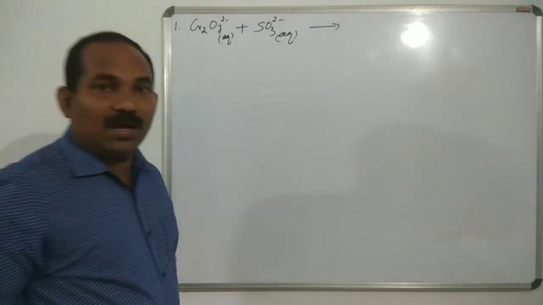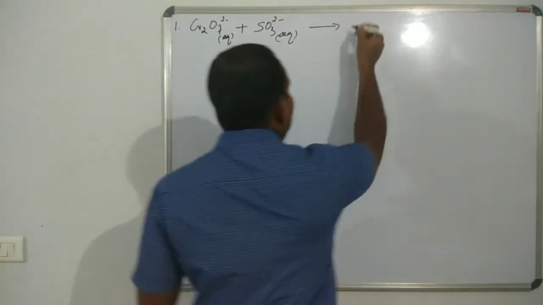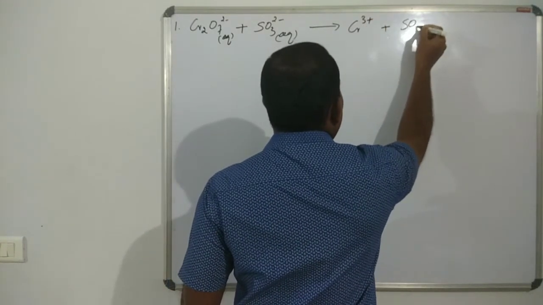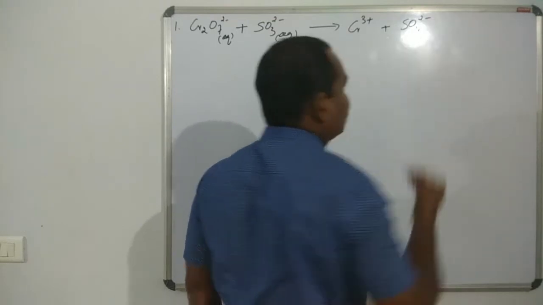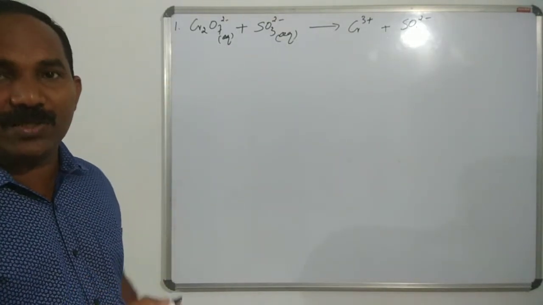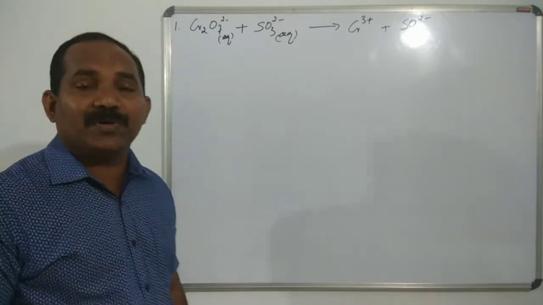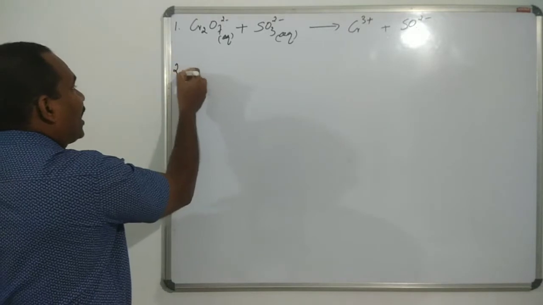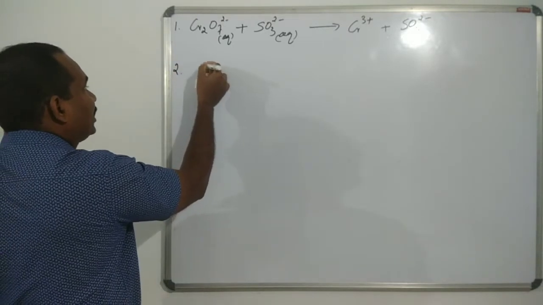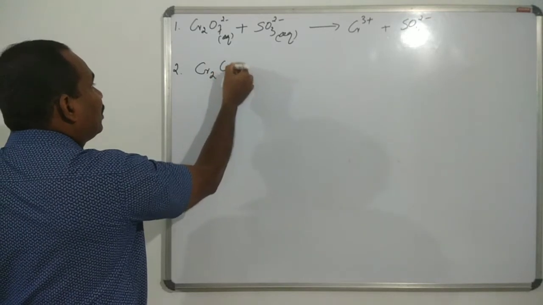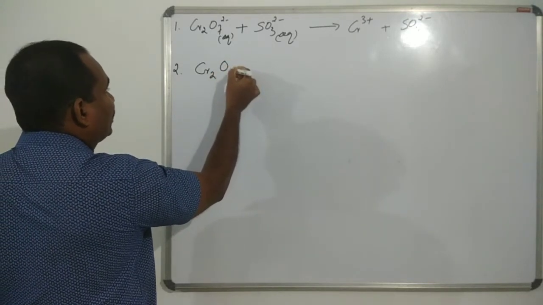Gives chromium 3 ion, Cr3+ ion, plus sulfate SO4 2-. This is the skeletal equation. The first step, write the skeletal equation. The second step, identify the oxidation state of each element in the ionic equation or reaction.